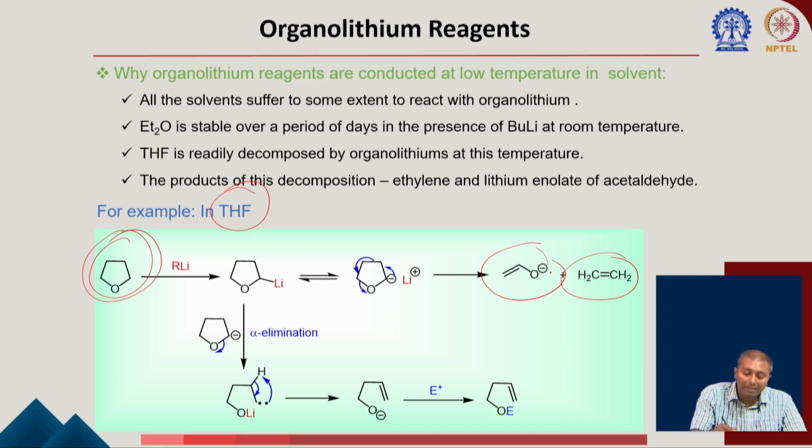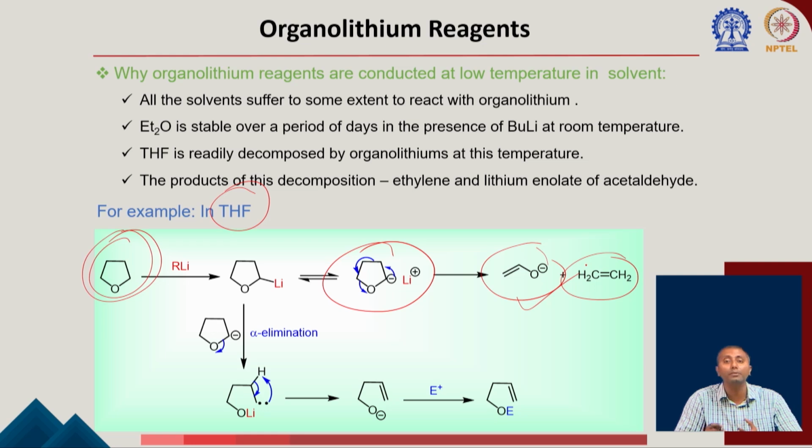So it breaks down through such a mechanism and then forms this type of species. That is why we try to do this reaction at very low temperature, because we don't want the solvent to decompose, since then this can take part and mess up the entire reaction.